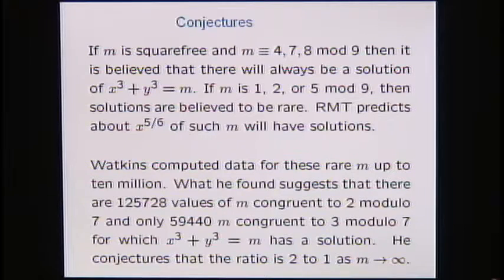So exactly twice, well, I mean exactly in the limit, as m goes to infinity, twice as often a number congruent to 2 mod 7 will be a sum of 2 rational cubes as a number that's 3 mod 7, when we look through square-free m's that are 1, 2, or 5 mod 9. Okay? So I like this because it's nice and clean, and anybody can basically understand it.